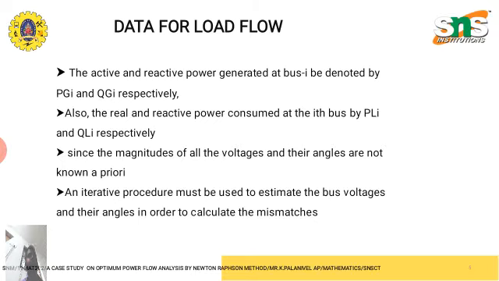Now, estimate the bus voltages and their angles in order to calculate the mismatches. It is expected that the mismatches ΔP or ΔQ reduce with each iteration, and the load flow is said to have converged when the mismatches of all the buses become less than a very small number.